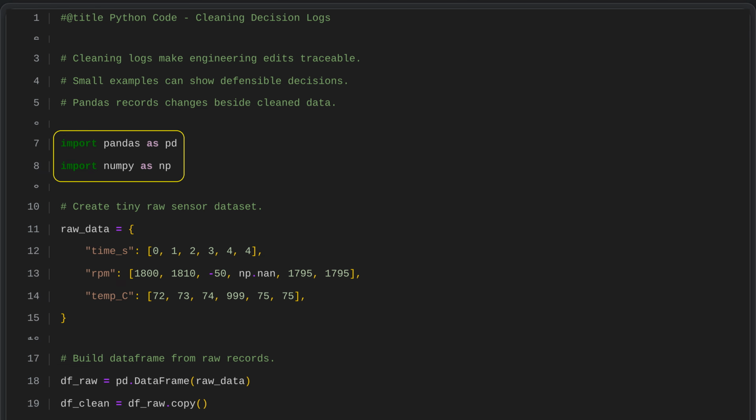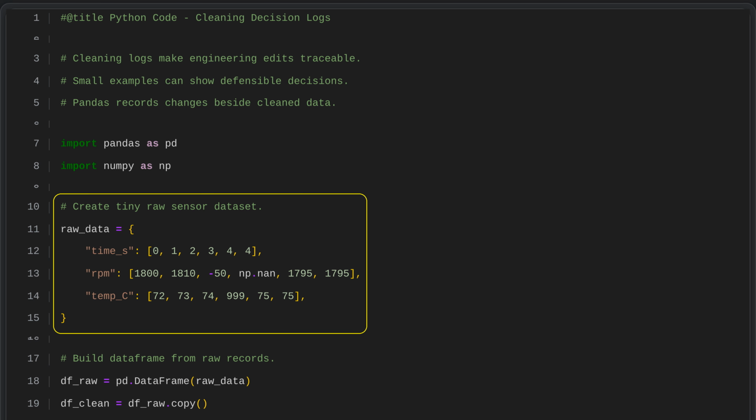The script starts by importing Pandas and NumPy, two core libraries for data work. Pandas helps manage and analyze tabular data, while NumPy supports numerical operations. Together, they provide the foundation for the data cleaning and manipulation steps that follow.